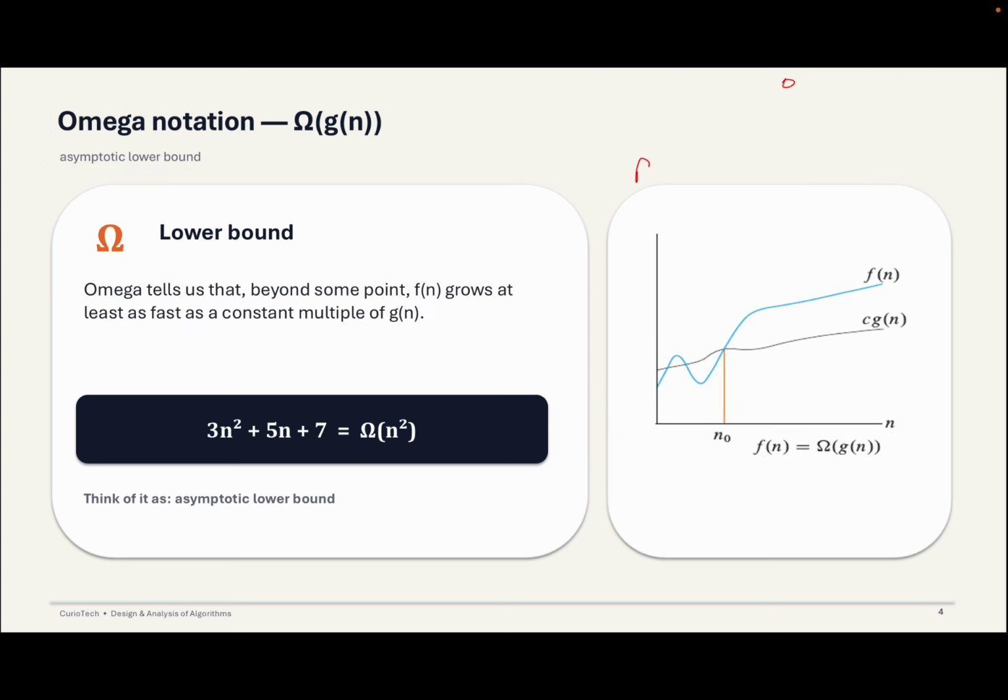Next is omega notation. Omega notation is the lower bound. It tells you the lower bound. That means omega tells us that beyond some point, this f(n), which is the actual growth, grows at least as fast as a constant multiple of g(n).